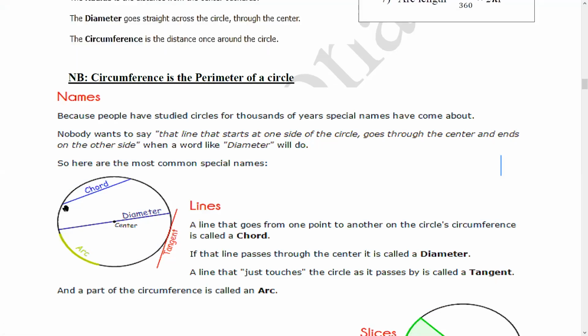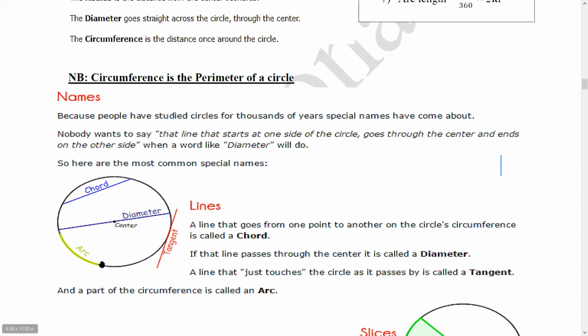So the chord passes, sorry, the diameter. Oh, okay, I lost my chain of thought. So because the chord does not pass through the center of the circle, a chord cannot be a diameter. Sorry, this chord in particular is not the diameter. For it to be a diameter, it must pass through the center of the circle, right? Now, a line that just touches the circle as it passes by is called a tangent. So as you all can see here, we have a tangent.